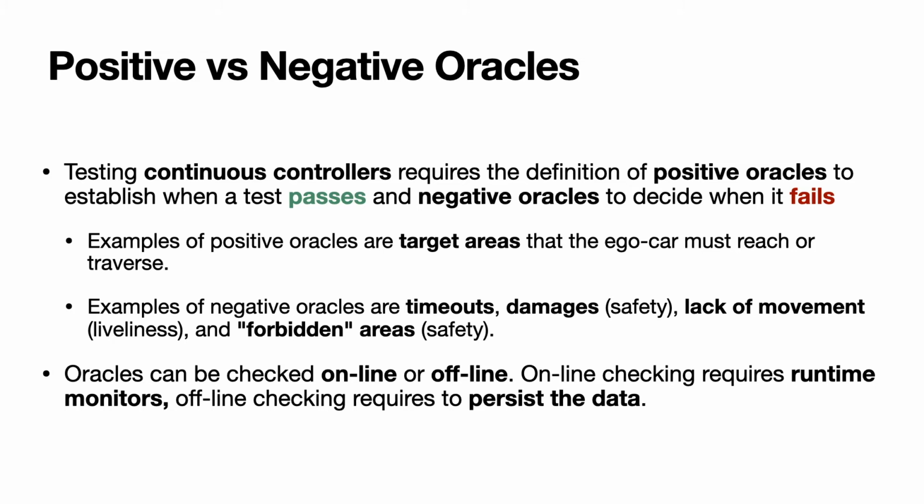When it comes to checking oracles, one has the usual trade-off, either to check them online or offline. Online checking requires so-called runtime monitors. Offline checking requires persisting the data and then doing a trace analysis to decide whether or not the execution was successful.